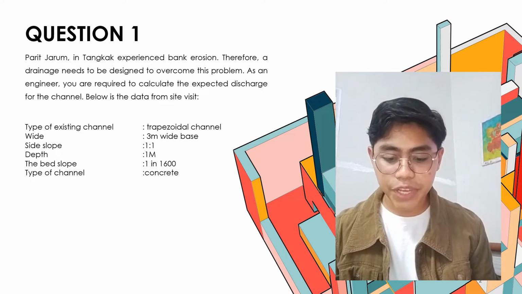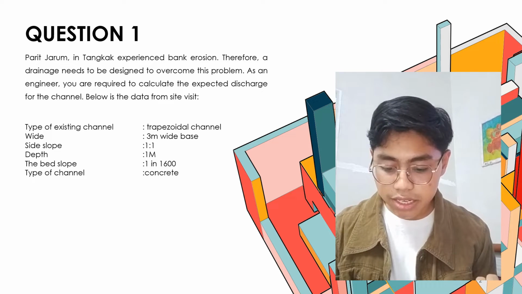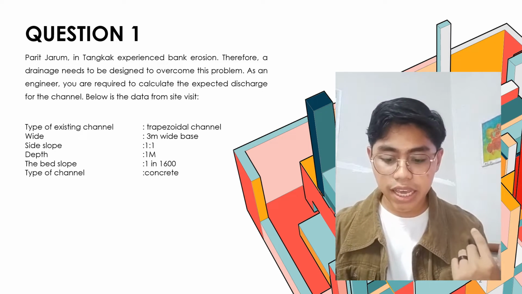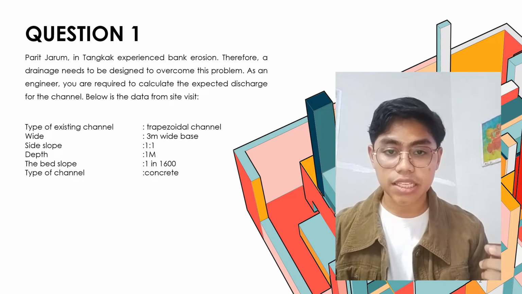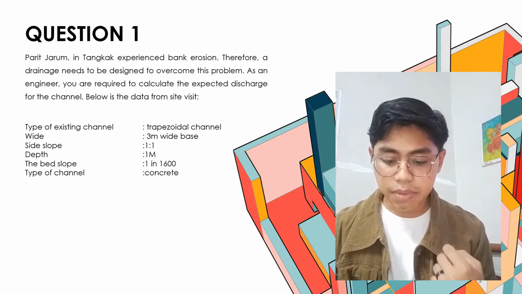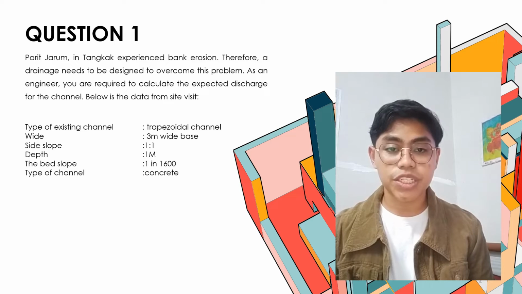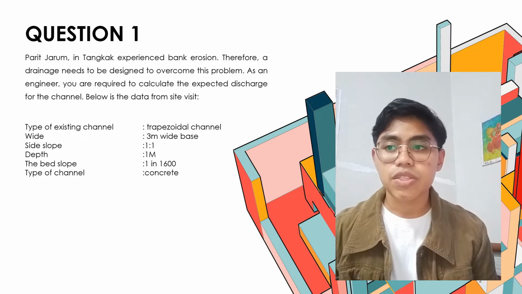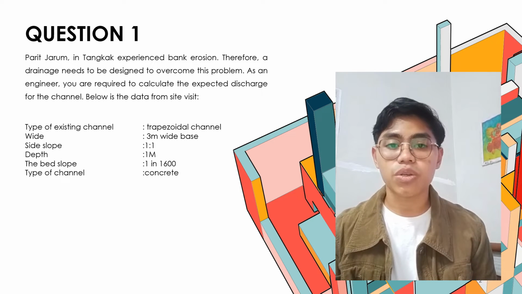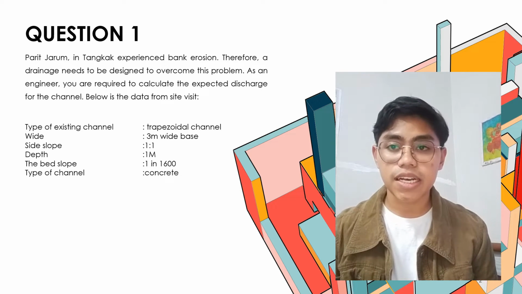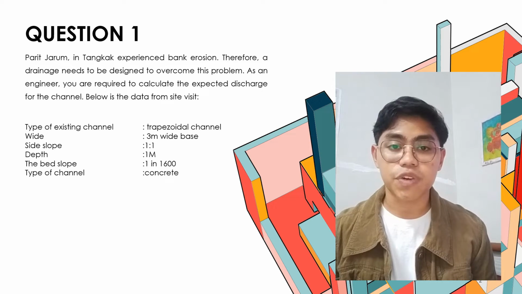So we are given, first of all, the channel bottom width B, which is 3m wide, and the side slope 1, depth y, which is 1m, the bed slope 1 in 1006, and type of channel, which is made of concrete. So based on this information given, we have to calculate the expected discharge for the channel.